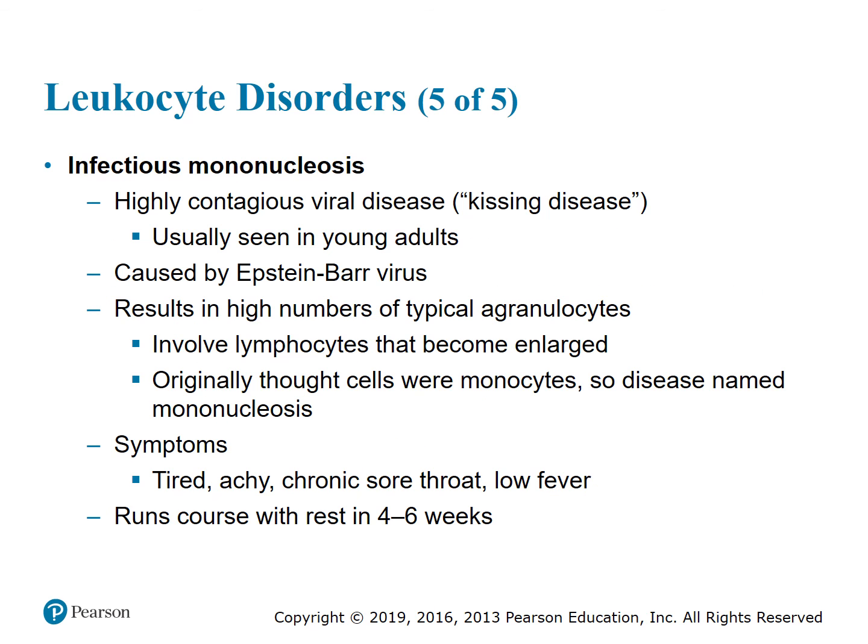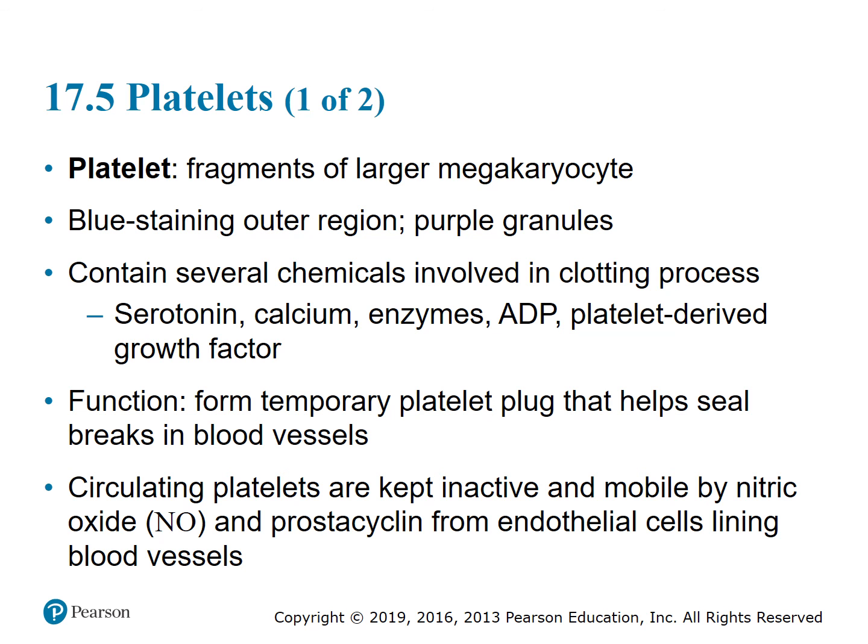Infectious mononucleosis is another leukocyte disorder, a highly contagious viral disease. It's called the kissing disease. It's usually seen in young adults, and it's caused by the Epstein-Barr virus. It results in high numbers of atypical agranulocytes. It involves lymphocytes that become enlarged. Originally it was thought the cells were monocytes, so the disease is named mononucleosis. Symptoms are tiredness, achiness, chronic sore throat, and low fever, and it runs its course with rest in 4 to 6 weeks.